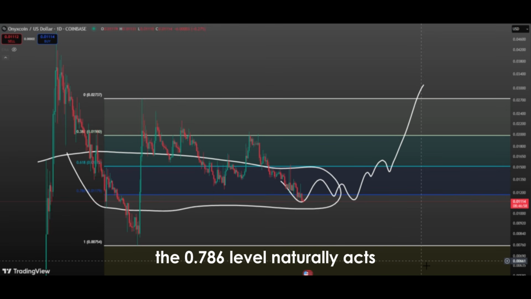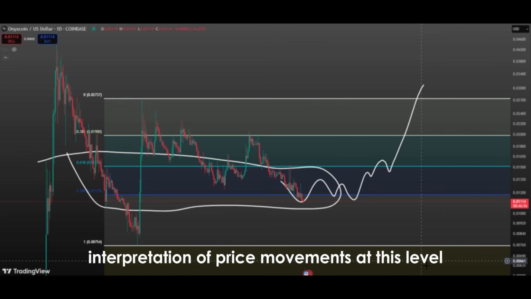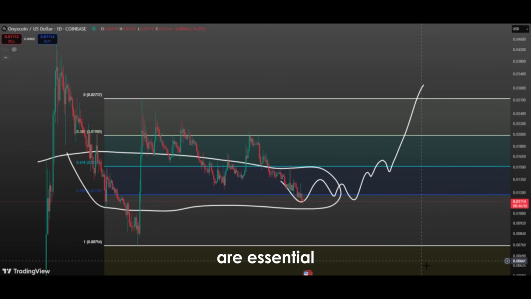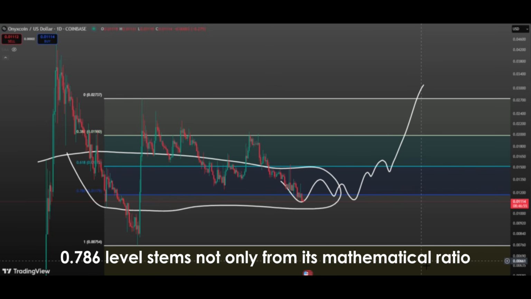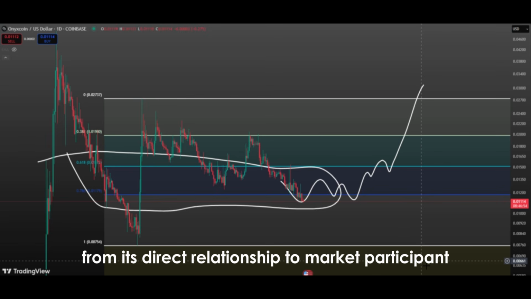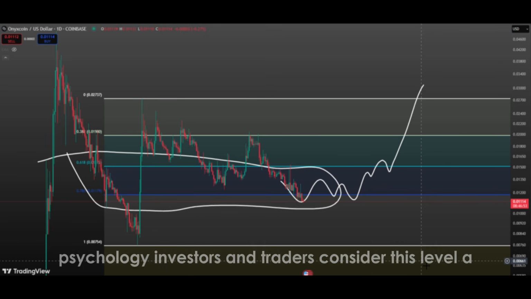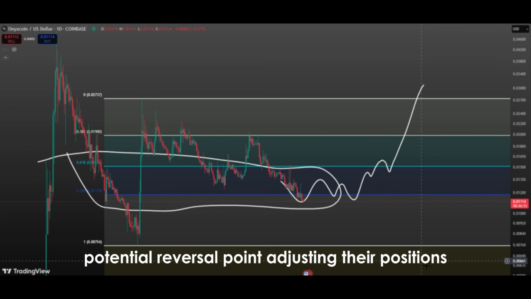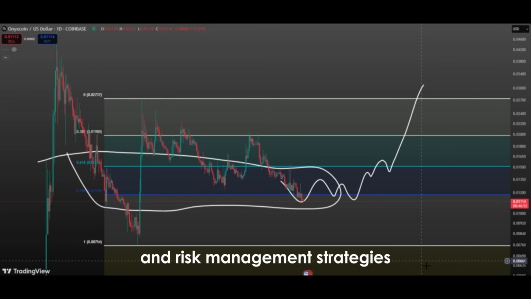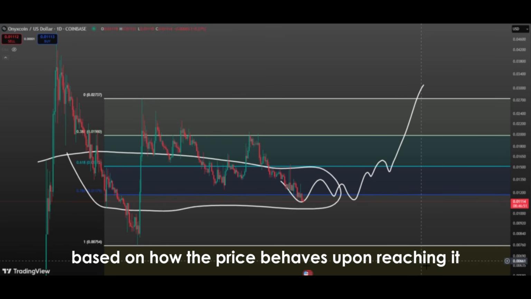Often, however, the 0.786 level naturally acts as the point where the price reacts and investors begin taking profits. Therefore, careful observation and accurate interpretation of price movements at this level are essential. From a technical perspective, the significance of the Fibonacci 0.786 level stems not only from its mathematical ratio, but also from its direct relationship to market participant psychology. Investors and traders consider this level a potential reversal point, adjusting their positions and risk management strategies based on how the price behaves upon reaching it.